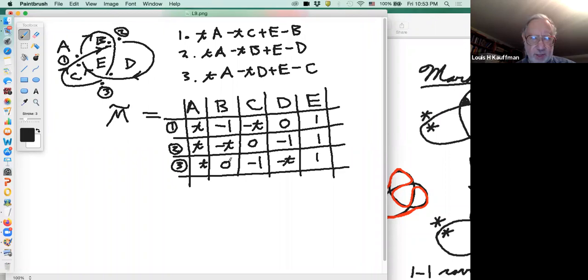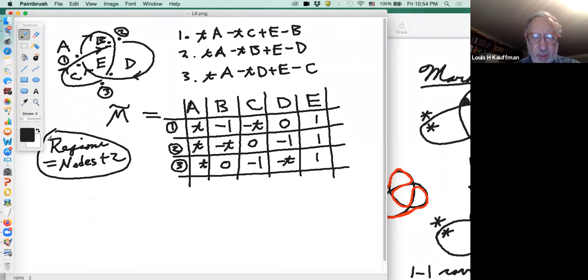Now you will notice that the columns are dependent. You add up all the columns, you get 0. And furthermore, we're looking for a determinant. That's our strategy. And we also know that regions is equal to nodes plus 2 for connected knot diagrams by Euler.